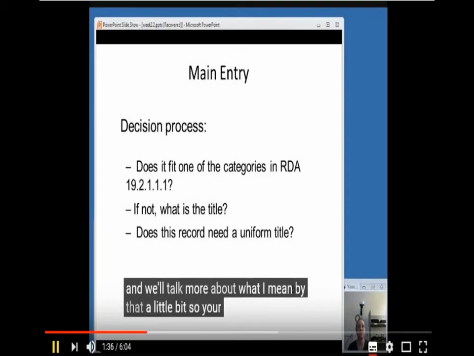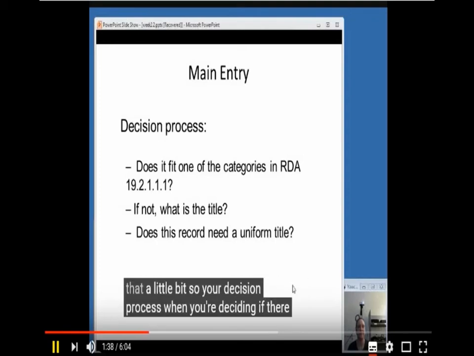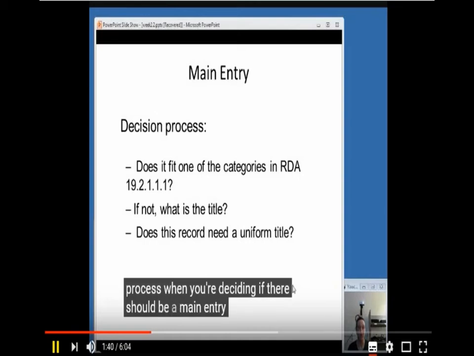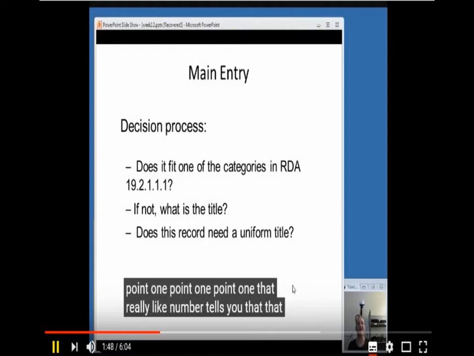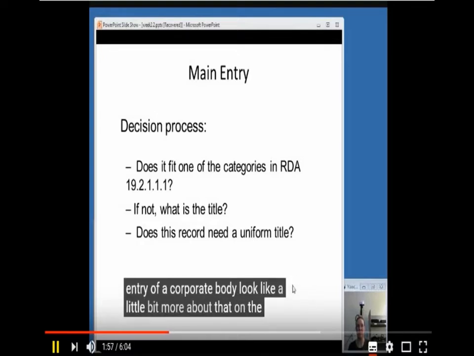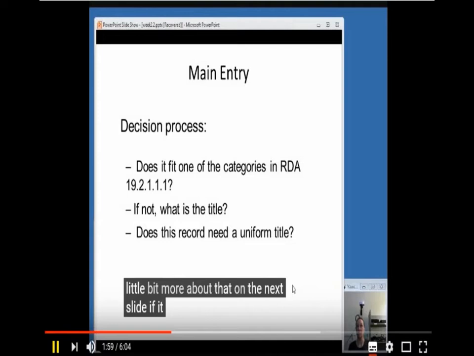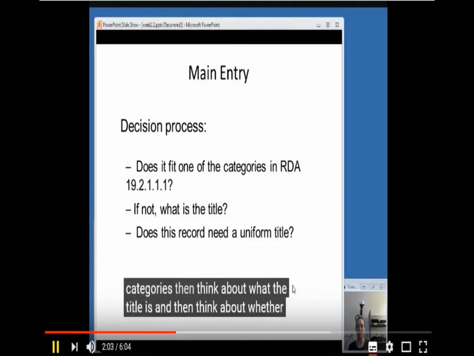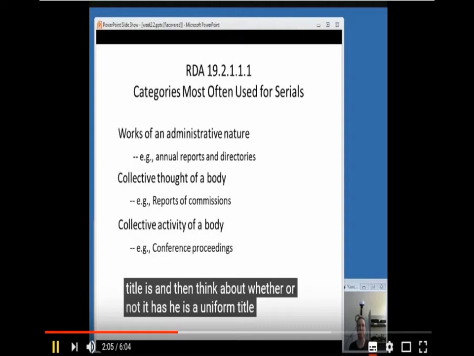So your decision process when you're deciding if there should be a main entry other than the title is, does it fit one of the categories in RDA 19.2.1.1.1? That really long number tells you that that is just specifying what type of materials can be considered to have a main entry of a corporate body, and we'll talk a little bit more about that on the next slide. If it doesn't fit one of those categories, then think about what the title is, and then think about whether or not it needs a uniform title.